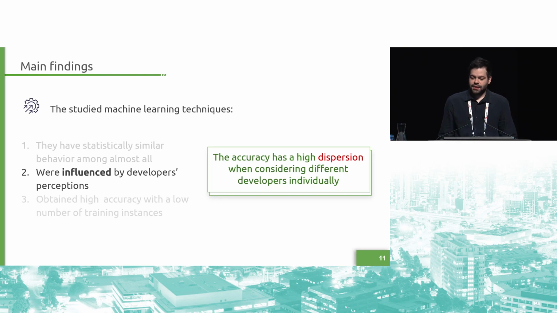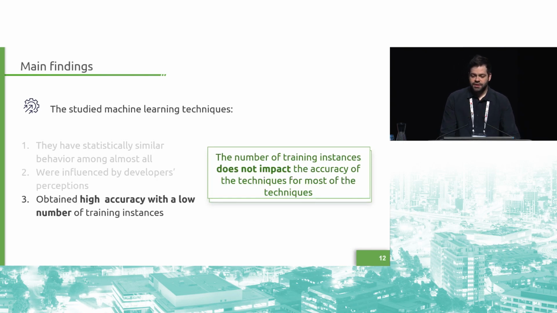Once, we observed that the accuracy has a higher dispersion when considering different developers individually. For instance, the same technique classifying the same smell type obtained a high accuracy for a developer and extremely low accuracy for another developer. And regarding the efficiency, we observed that most of the techniques are not directly affected by the number of instances. That is, the highest accuracy obtained by the technique was not directly related with a high number of trained instances because of the different perceptions used in our dataset.